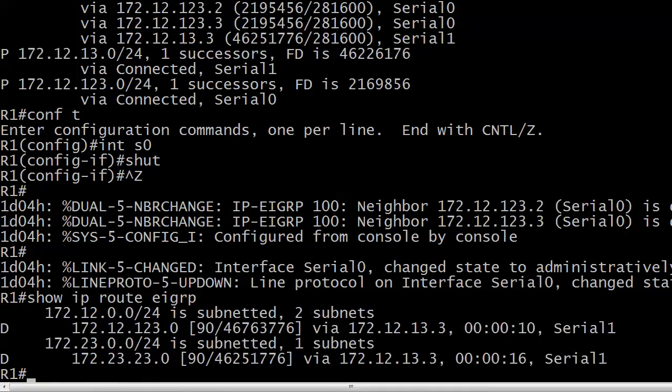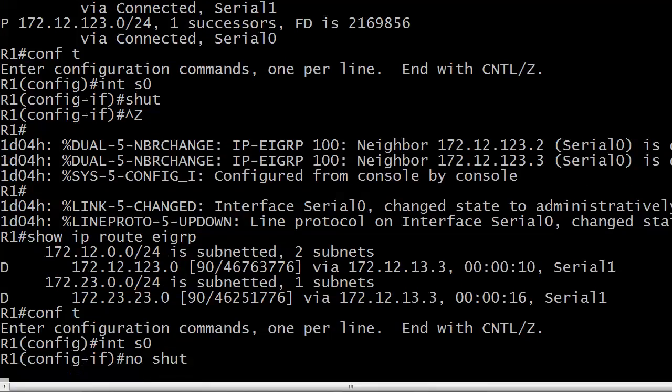And we do. There it is, 172.23.23.0, and now it is using that path. It's also using that path to get to its own frame network because, of course, its own serial 0 is shut down. So we have the route back in our table, and it's the one going through dot 3. Now, what I'll do is go ahead and open that interface back up.